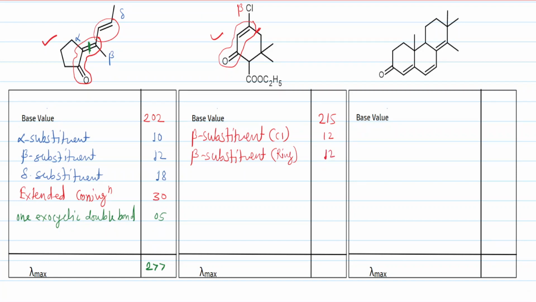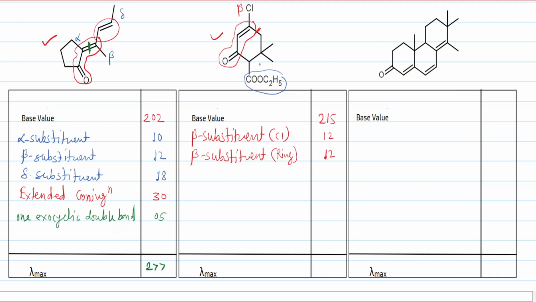Now here there is a presence of an ester group, but this ester group is not a part of the enone system. So we will neglect this ester group. Along with this, there is no presence of an extra double bond or exocyclic double bond. So we just have to add these values, and after adding these values, we get the lambda max value for this compound as 239 nanometer.